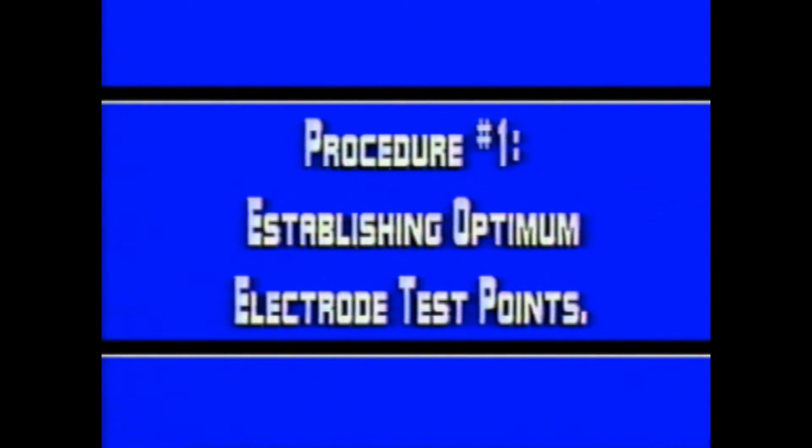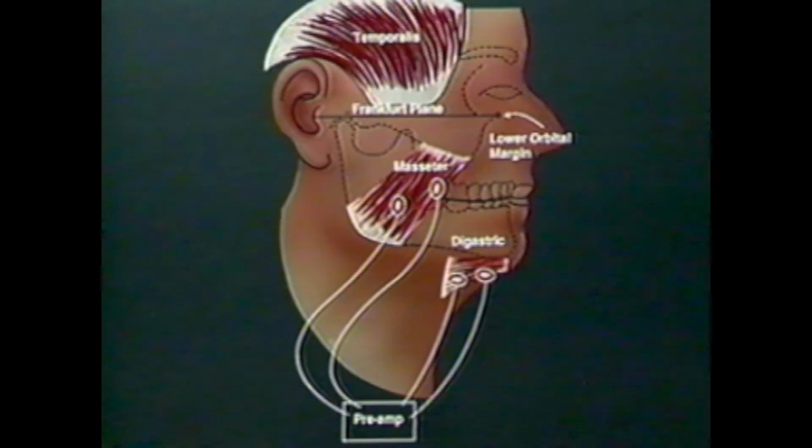Bipolar electrodes are placed over specific facial or mandibular muscles. These electrodes are placed parallel to the fibers of the superficial masseter and the digastric muscles to examine masseter and digastric muscle activity.